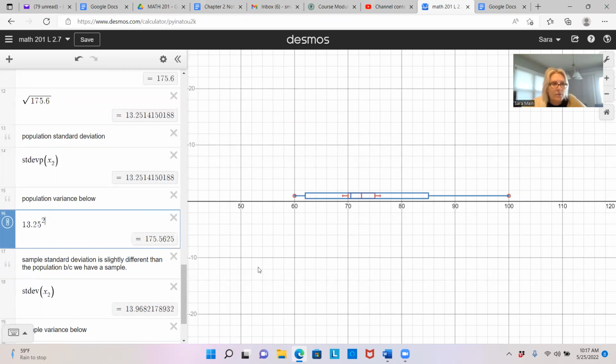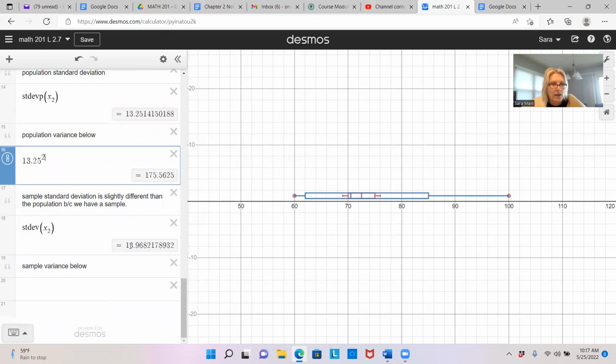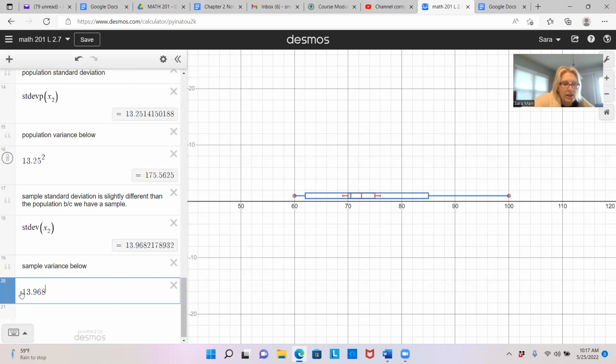And then our sample standard deviation is just the STDEV right here, 13.968. So let's make that 13.97 as the sample standard deviation. So that's just S, 13.97. And then the sample variance can be calculated as 13.968. I'm going to use the decimals there just to calculate the square, so it's more accurate. And so that is S squared, and that's 195.1. Now, our variance will not have any units, but our standard deviation does have units.